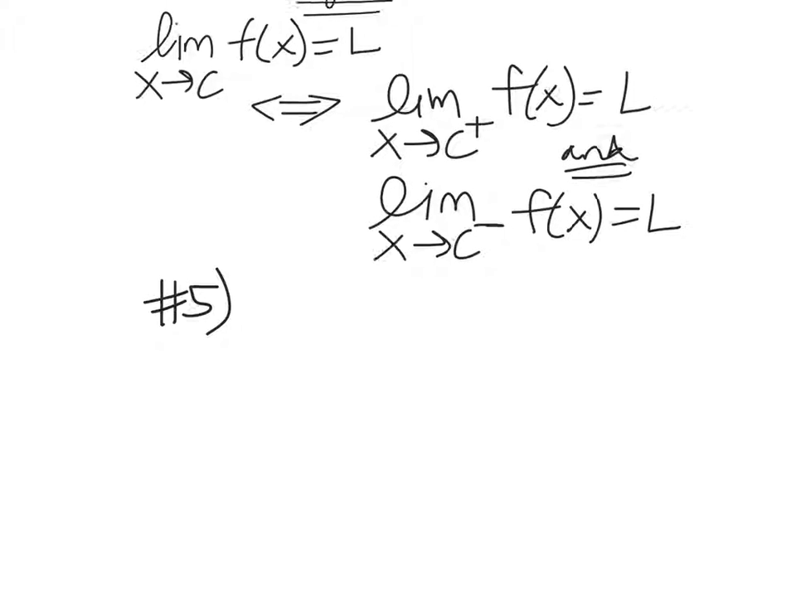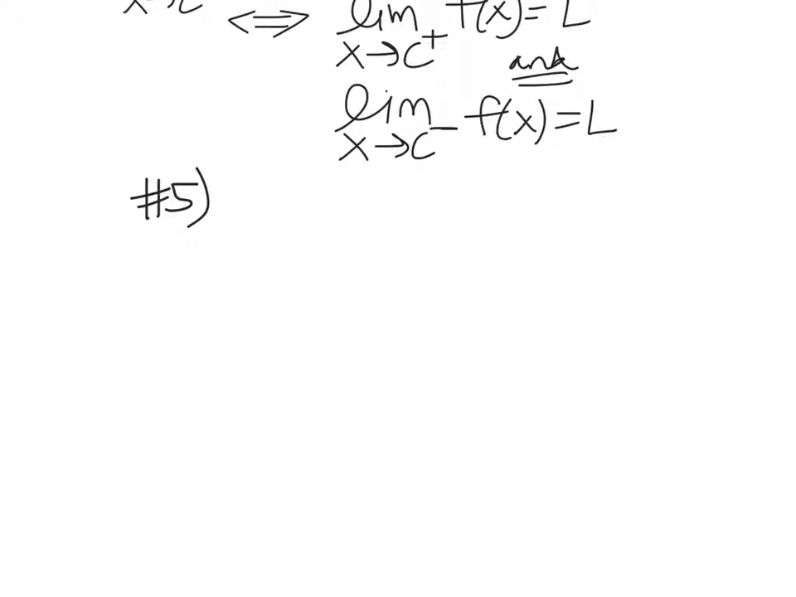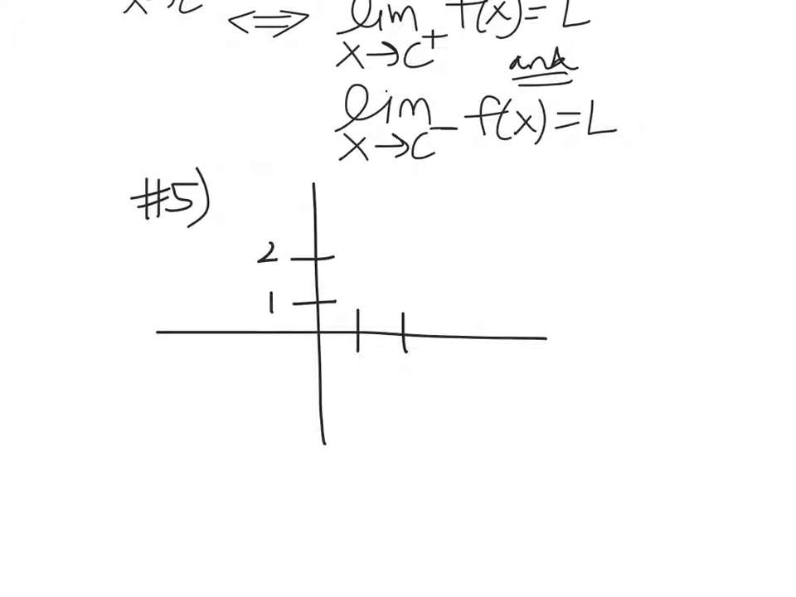I want you to draw this graph as best you can. Okay, it's a little weird. It's a really strange piecewise graph. So bear with me. Here we go. 1 and 2, and then 4. 1, 2, 3, 4.